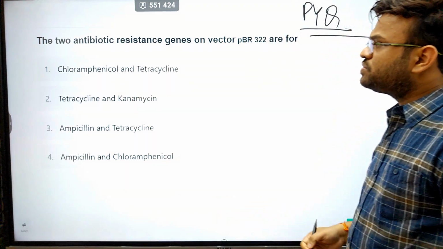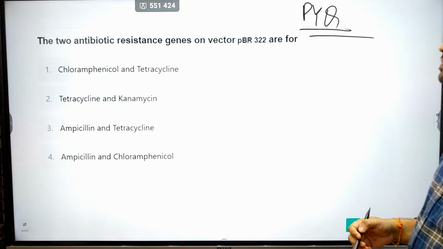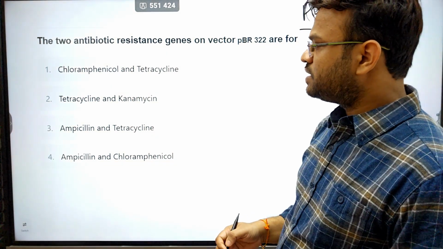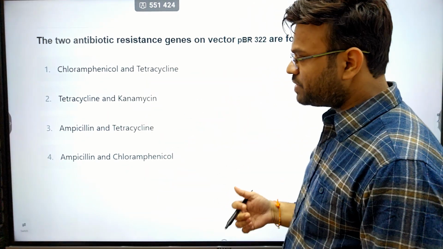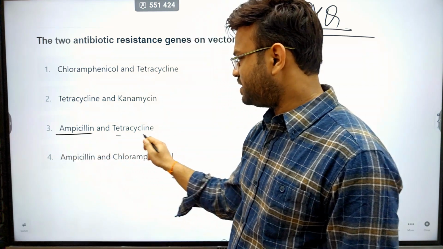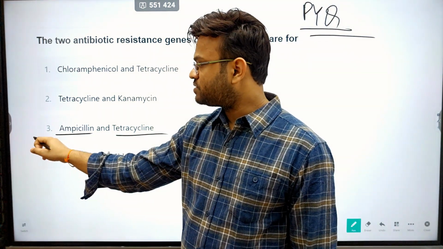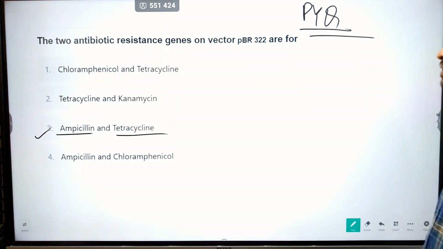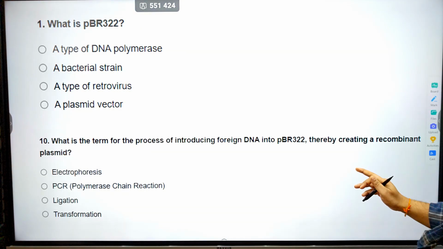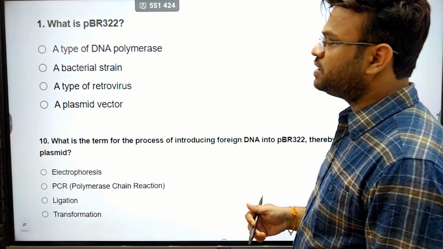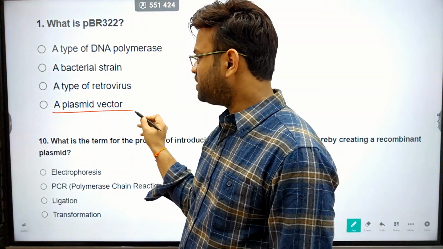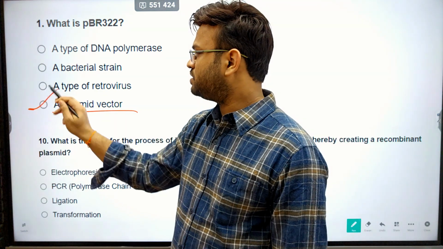So the first question is, two antibiotic resistance genes on vector pBR322 are basically what? These two different genes that are antibiotic resistance are ampicillin and tetracycline. You already know that, so the correct option is 3. Let us move on to the next slide. Now, what is pBR322? I am hopeful that now you will know about this. This is a plasmid vector. The correct option is the fourth one.